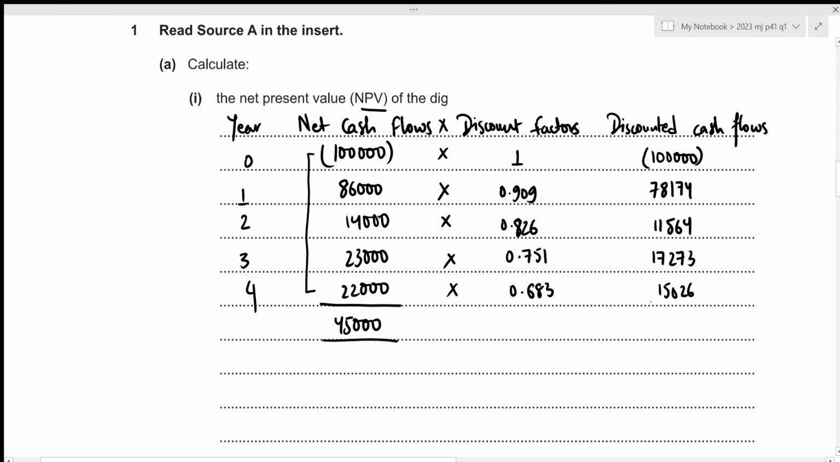Now, in order to figure out our net present value, we just need to add all of our discounted cash flows. So in this case, that is just negative 100,000 plus 78,174 plus 11,564 plus 17,273 plus 15,026, which results in the value of 22,037. That's the net present value that we require. This concludes the first part. Let's move towards the second one.